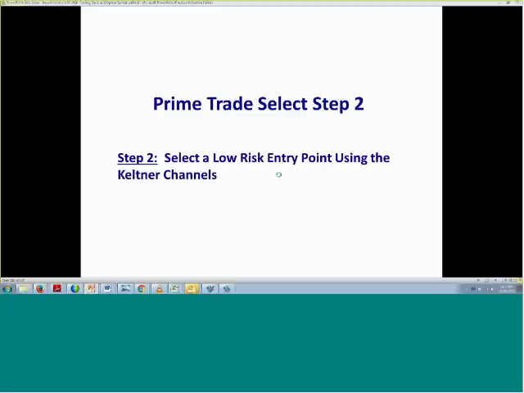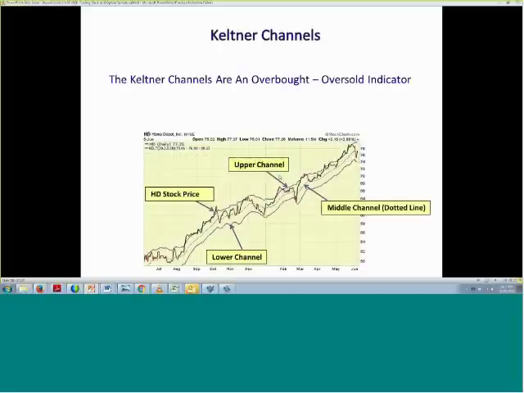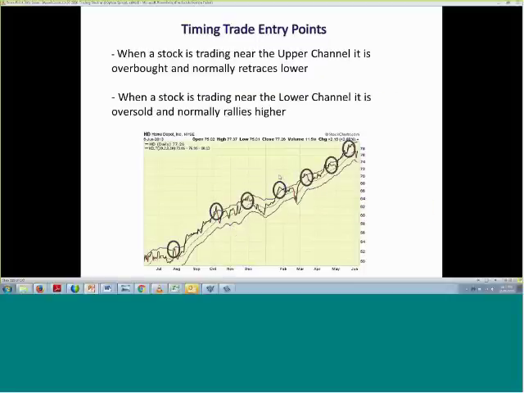So we use the Keltner channels to select a low-risk entry point, and as we mentioned, the Keltner channels are an overbought, oversold indicator. When the price of the stock is trading near the upper channel, it's getting overbought, and it normally retraces. We can see overbought, retraces, overbought, retraces, overbought, retraces.